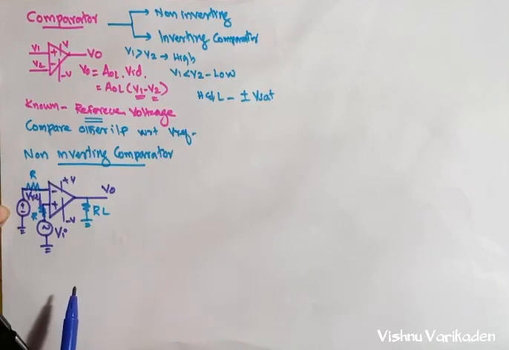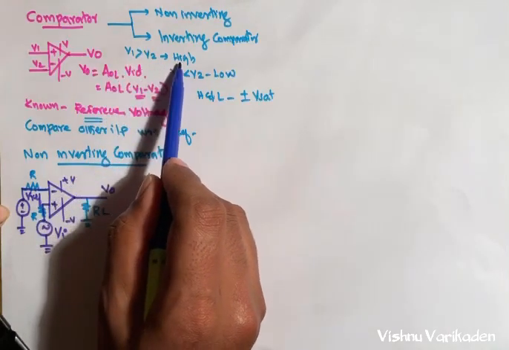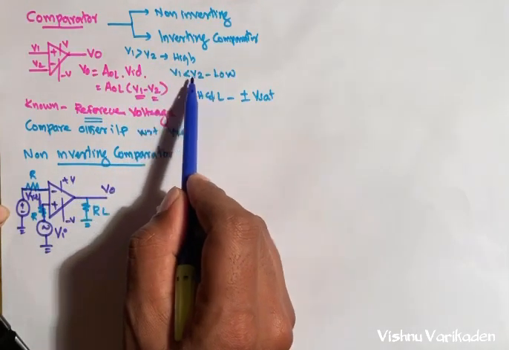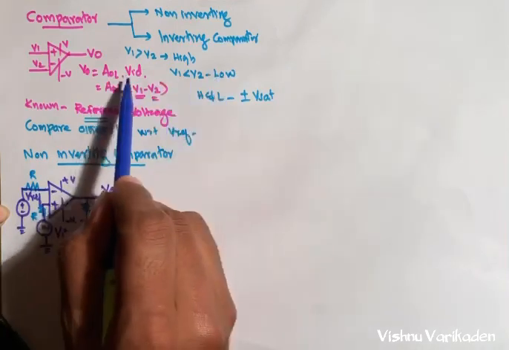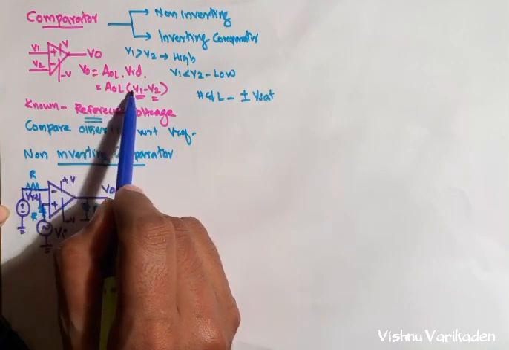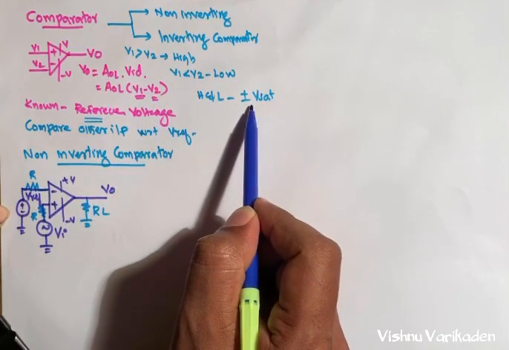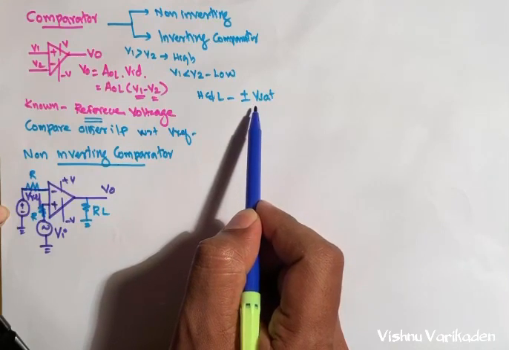Based on this, if V1 is greater than V2, we get the higher output, and if V1 is less than V2, we get the low voltage, because of the equation V out is equal to open loop gain times V1 minus V2. So the maximum output voltage is plus or minus the saturation voltage.